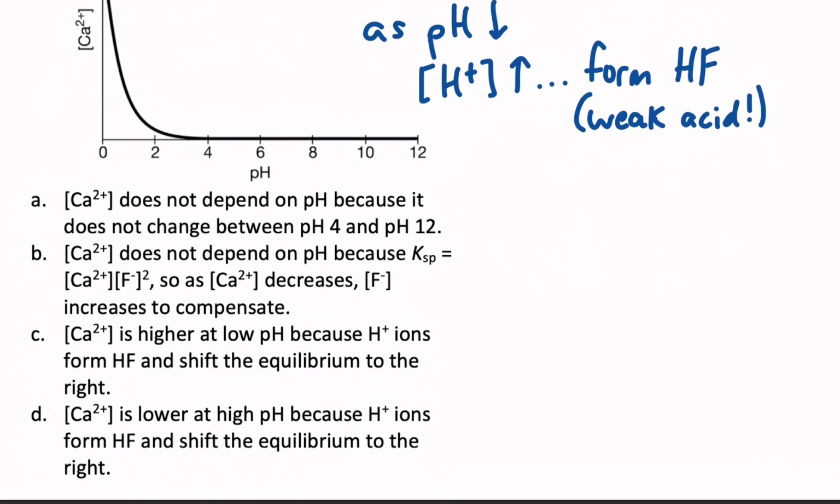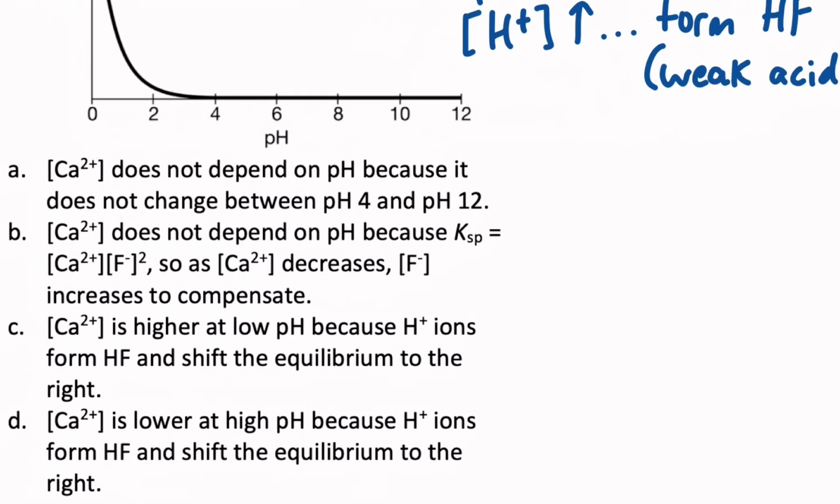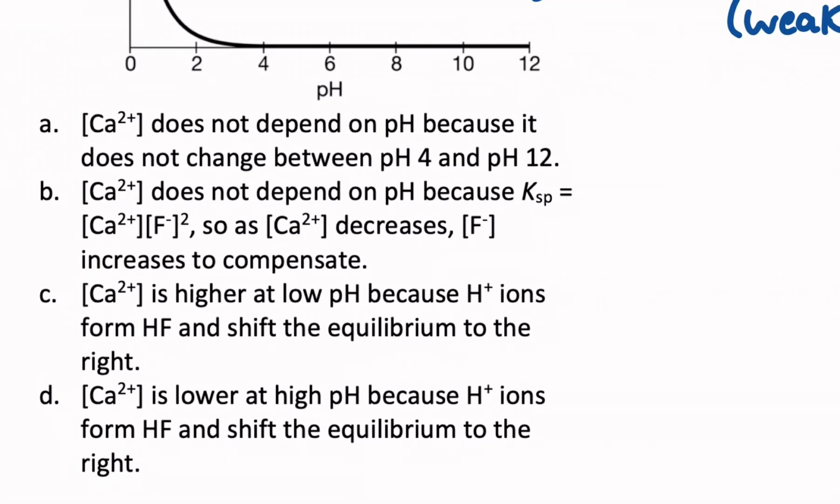If you look at the choices, the only one that even comes close to that, and you didn't even have to know all that to get it correct, would be C, because it simply makes you interpret the graph. At a lower pH, the calcium concentration is higher. None of the other choices even say that as a true fact. It happens to also have a correct explanation.